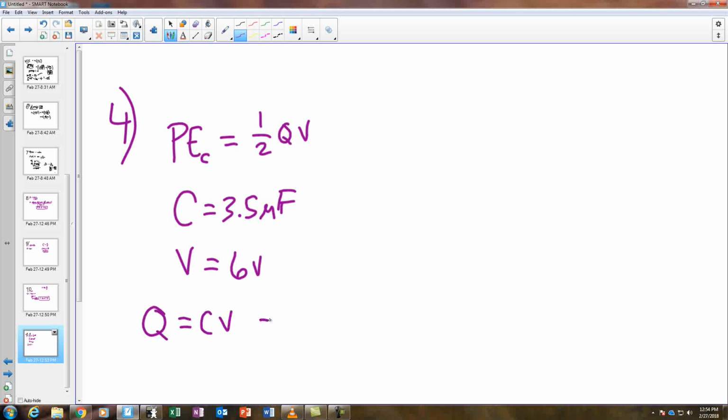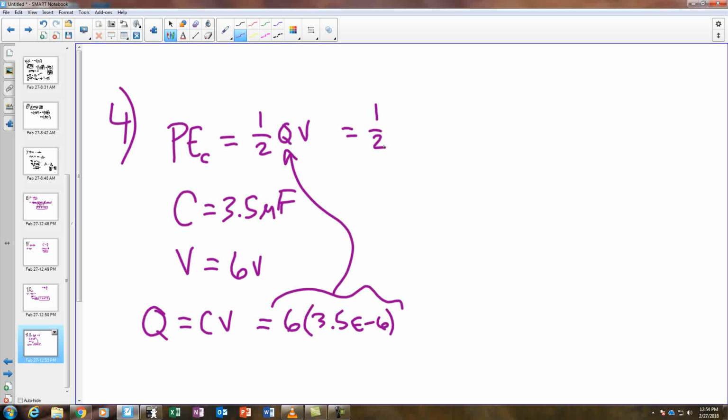So in this problem, I could put 6 times 3.5 E negative 6. That would be my Q. And then this information could come up here, and then I would times it by V again. So really this is going to be 1/2 my Q, which was 3.5 E negative 6 times 6. That's Q, right? This guy right here is Q. I need to times it by V, which is also 6.